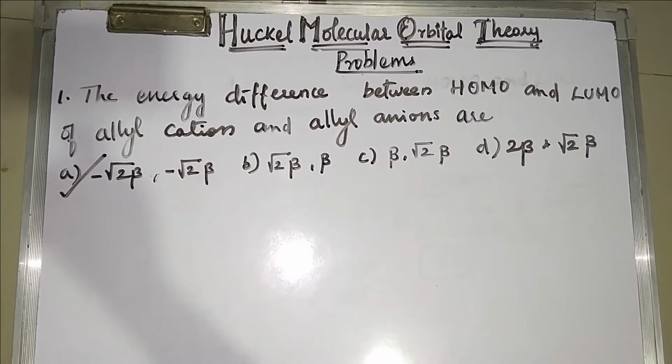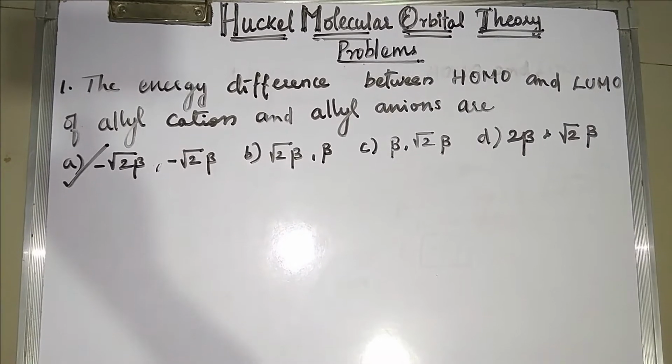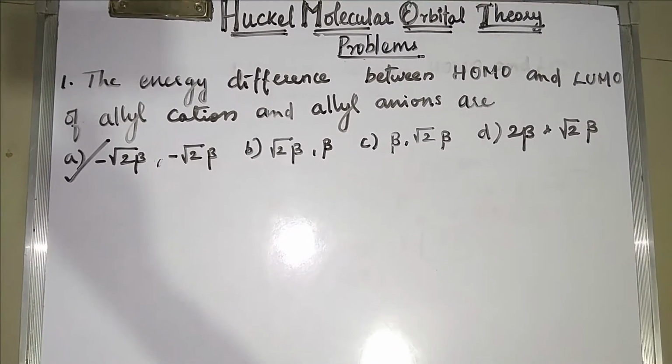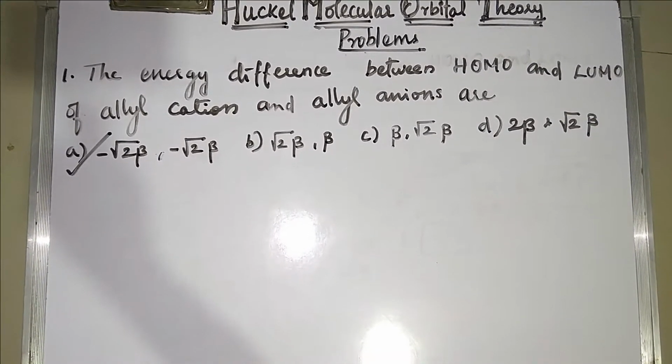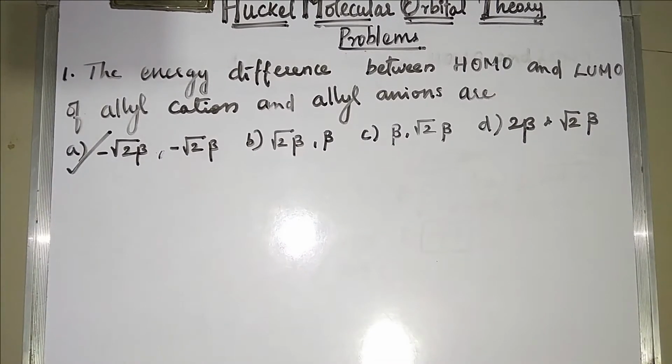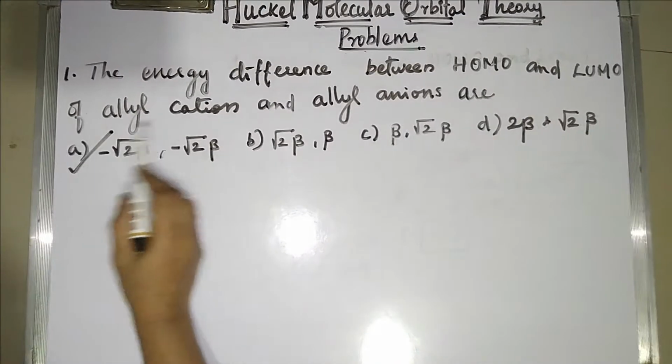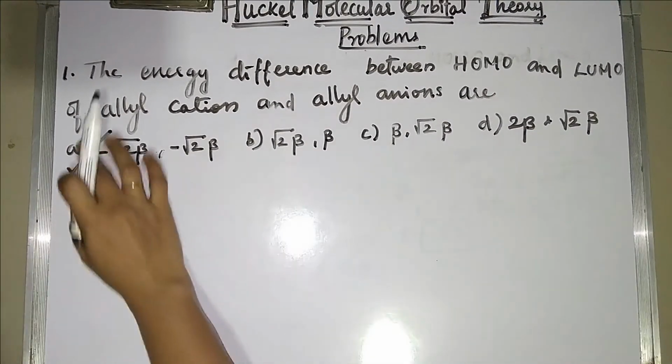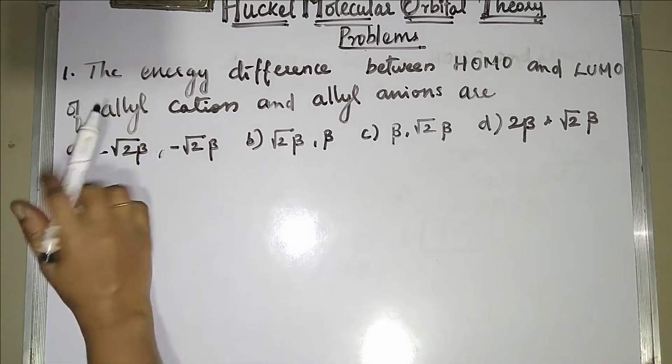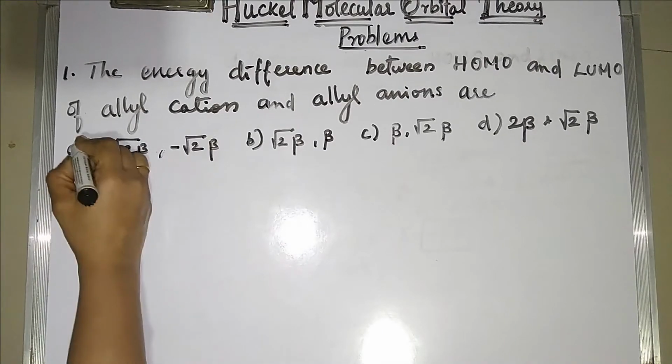Today we are going to see Huckel molecular orbital theory and tricks. As I already said in the last video, here we are going to see the problems related to that. So the first problem is: the energy difference between the HOMO and LUMO of allyl cation and allyl anion are... the options are given.